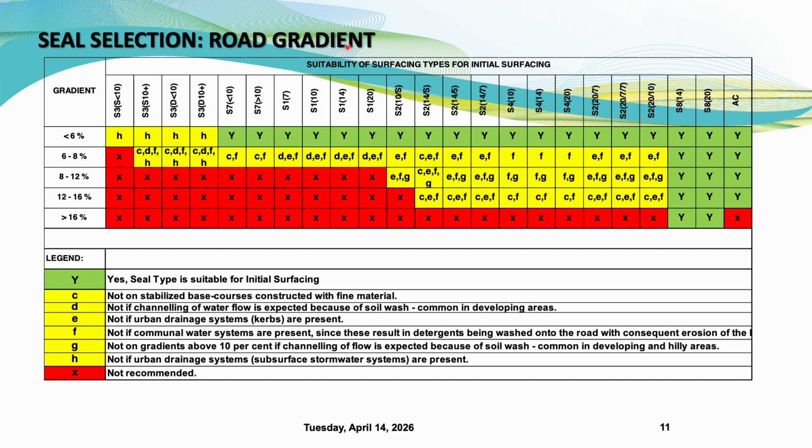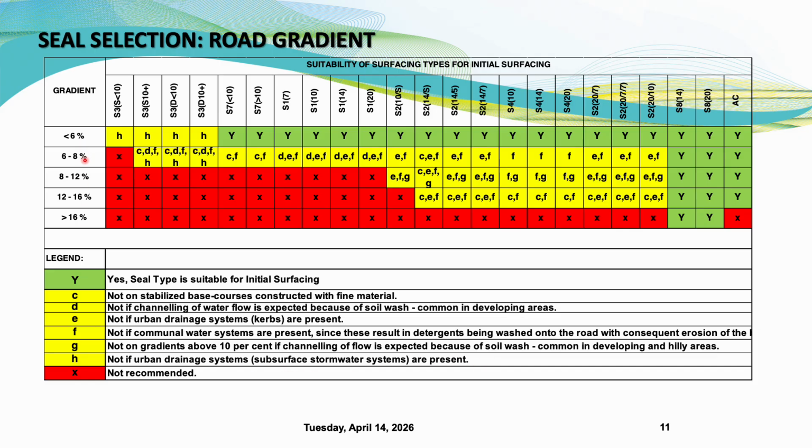This is a road gradient. Similar concept. If the road is relatively flat, most of the seal types can be used. It's mostly green and a little bit of yellow with H over there, and the legend is given at the bottom. H is saying it's not suitable for urban drainage systems because the subsurface stormwater systems are present. So you don't need that type of seal on flat areas.